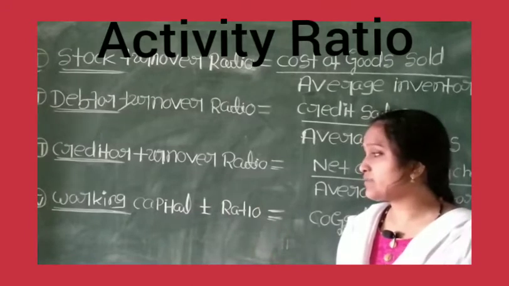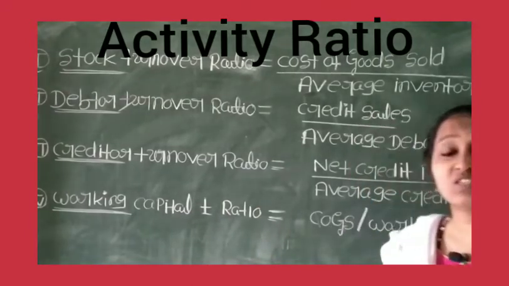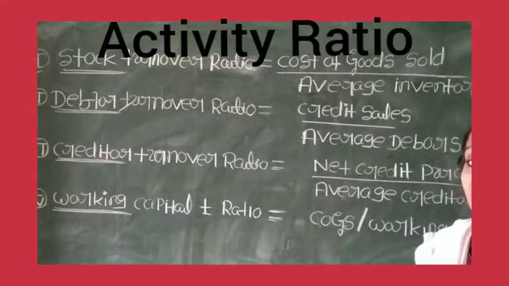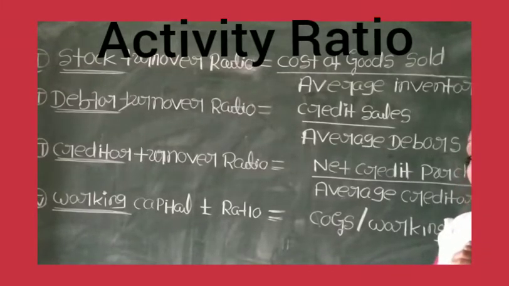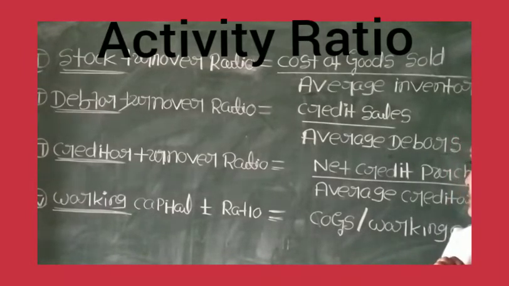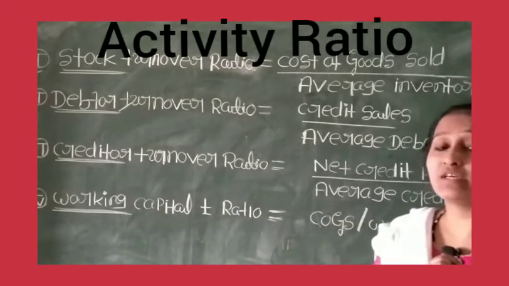So the last formula, which is again a part of activity ratio, is the working capital ratio. You already know what working capital is from the cash flow statement, if you remember. Working capital is that capital which is actively working in the company for operating activity purposes. So that capital we call working capital. Here, if you want to calculate the ratio, the formula is cost of goods sold divided by working capital.